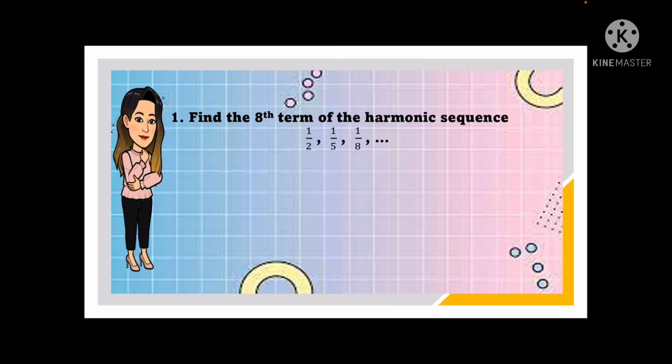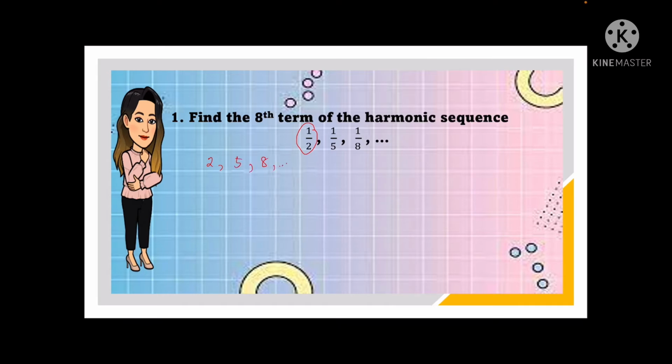Okay, in number 1 example, we're going to find the 8th term of the harmonic sequence given 1/2, 1/5, and 1 over 8. The first thing that you are going to do here is to get the reciprocal of each term to form an arithmetic sequence. The reciprocal of 1/2 is 2, because that is 2 over 1, so 2 divided by 1 is 2. And then 1 over 5, that is 5. And then 1 over 8, that is 8.